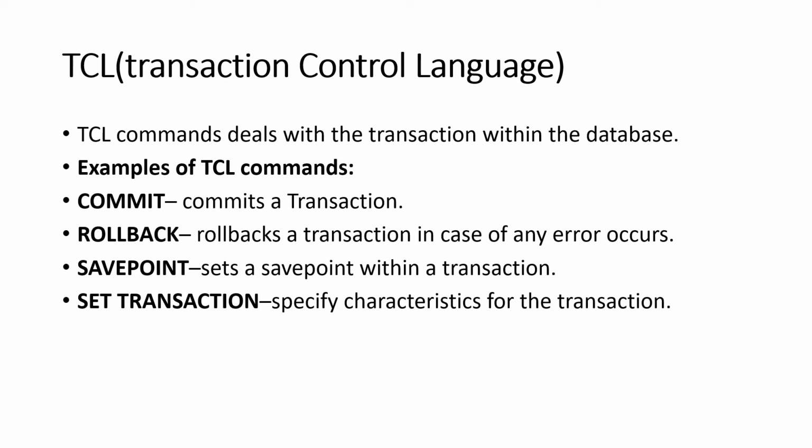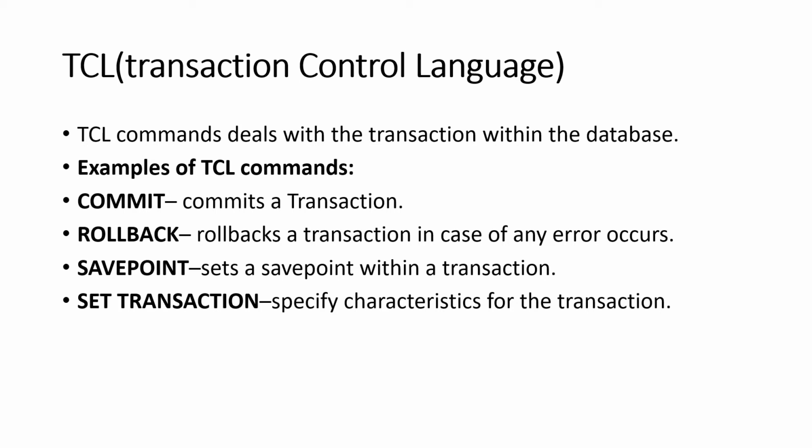Commit means it commits a transaction; the transaction has been committed if this commit command is done. Then rollback means in case of any error, the transaction is rolled back, meaning we will come back to a certain previous point up to where the transaction was okay. Then comes savepoint. It sets a savepoint within a transaction.